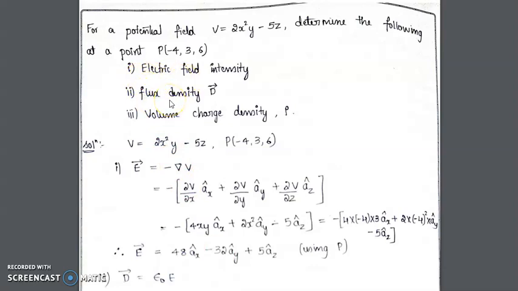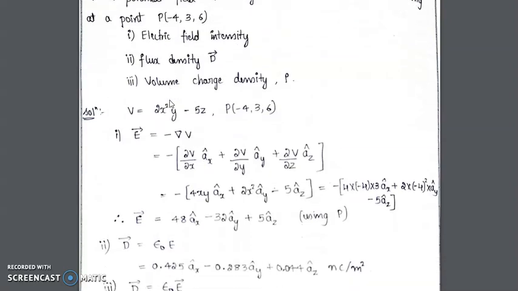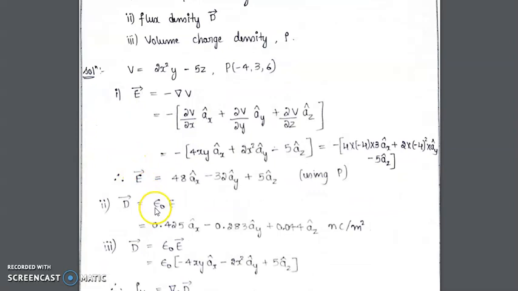What is the second question? We have to find the flux density D. To find flux density D, we will use the relation between electric flux density and electric field intensity. We know that D is equal to epsilon naught into E. What is E? E is 48 Ax cap minus 32 Ay cap plus 5Az cap. So multiplying this equation with epsilon naught, you will get D is equal to 0.425 Ax cap minus 0.283 Ay cap plus 0.044 Az cap nanocoulomb per meter square.